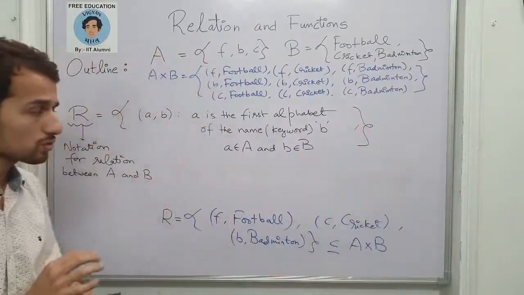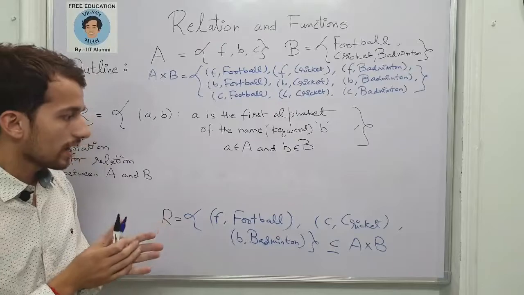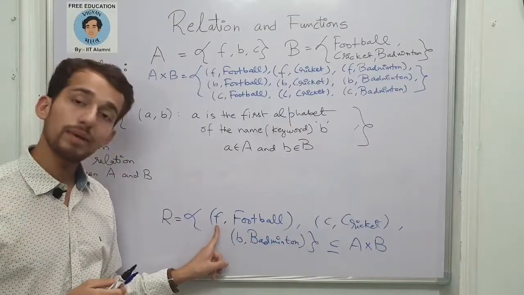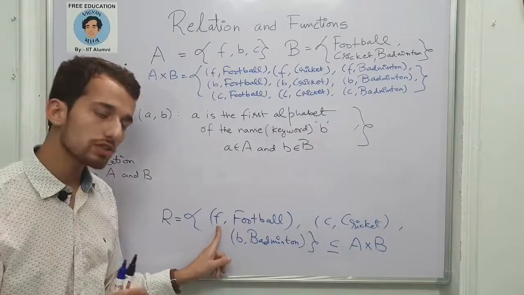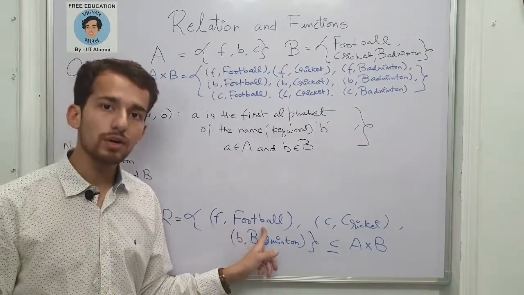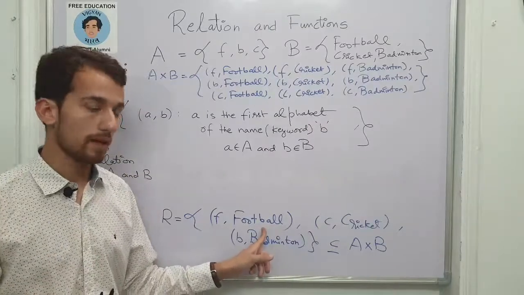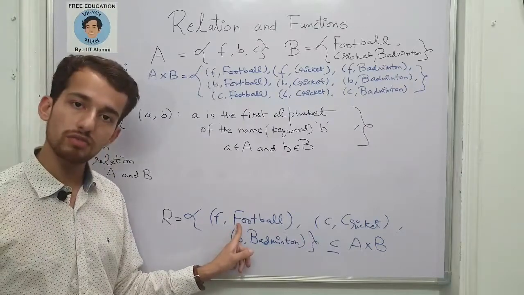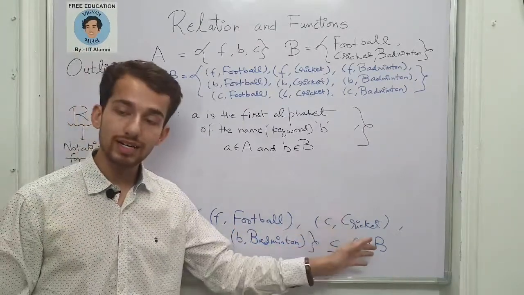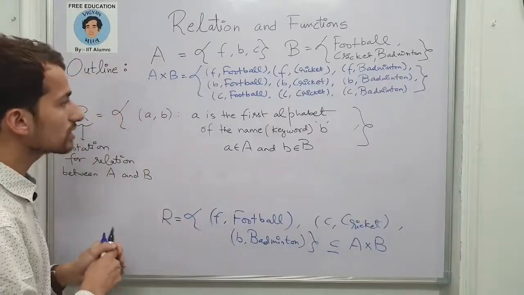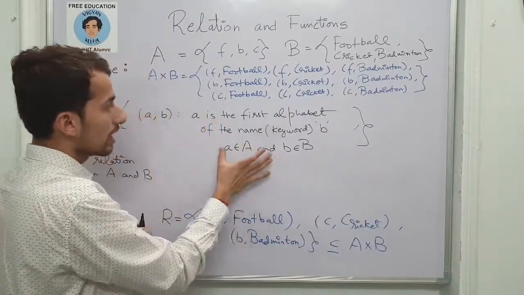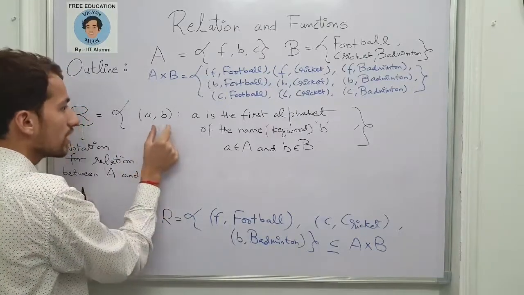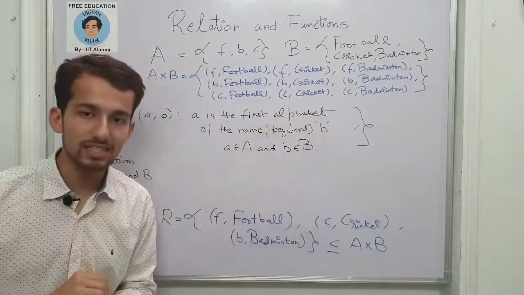So how I have defined a relation between the elements of these sets is that the first element of each ordered pair is the first letter of the respective keyword or element from the set B. Here small f is the first alphabet of football. Similarly, small c is for cricket and small b is for badminton. So I have now introduced a kind of relation by collecting all these ordered pairs, and this is the property which these ordered pairs satisfy.